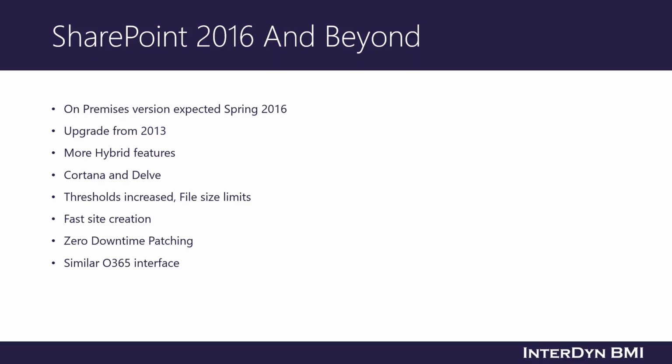Notice I'm talking on-premise because the Office 365 one is continually updating the product, so there really isn't any new versions of that coming out. Those always are being updated. More hybrid features in the 2016. So again, the search system is starting to come across in the hybrid model.